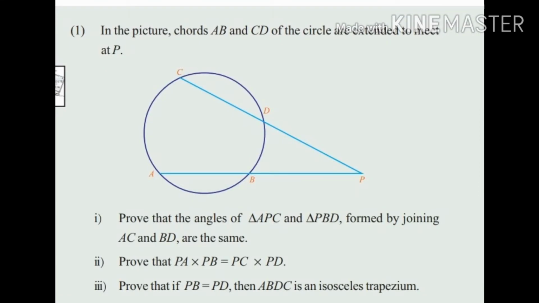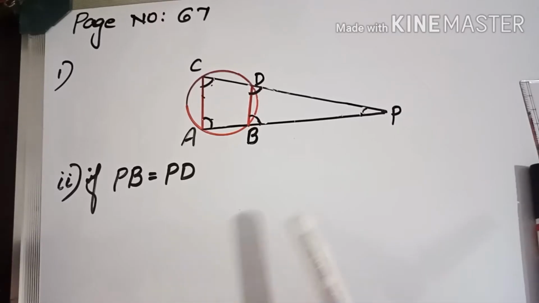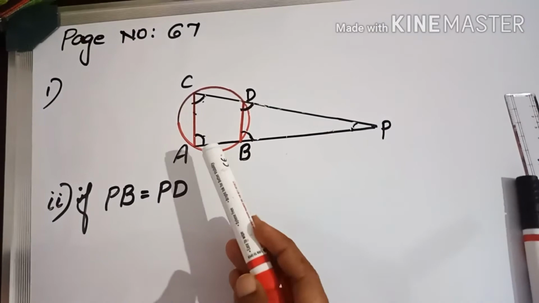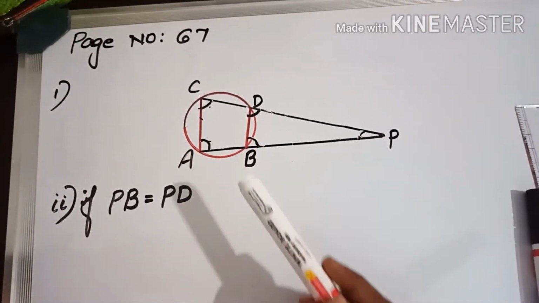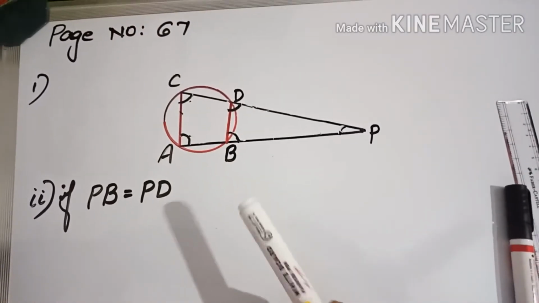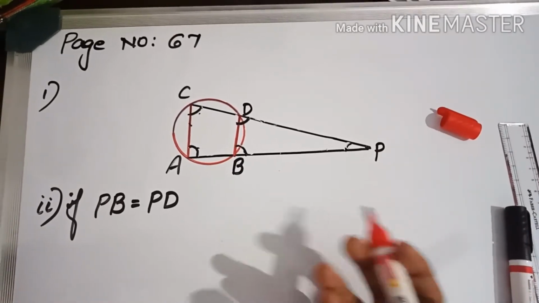Now the third sub question is: prove that if PB equal to PD, then ABDC is an isosceles trapezium. That means outside the circle, if it is the same, then inside the circle one quadrilateral is there, that is ABDC, an isosceles trapezium. That is what we need to prove here. Did we prove that triangle PAC and triangle PBD are similar triangles?